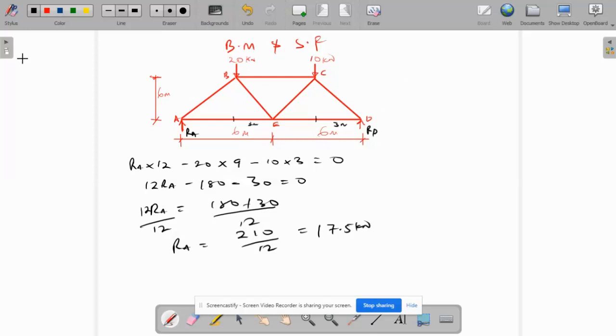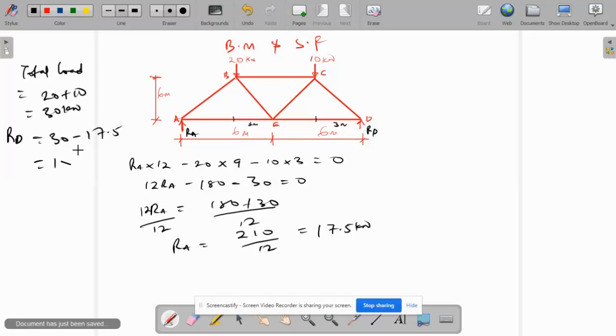Our total load will be equal to 20 plus 10, and this is equal to 30 kilonewton. So the reaction D will be equal to 30 minus 17.5, and this will be equal to 12.5 kilonewton. So the next thing we need to do here is we will analyze the axial forces on each of these members.